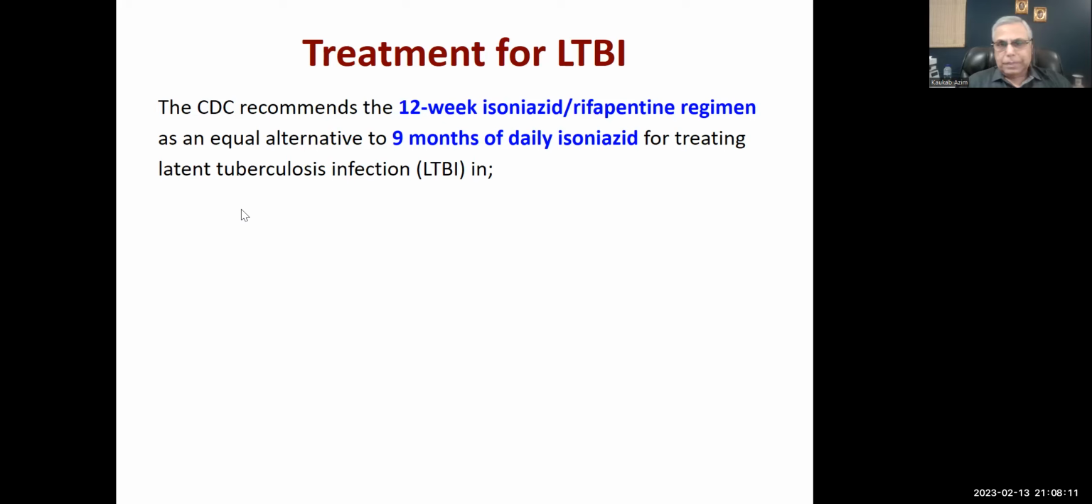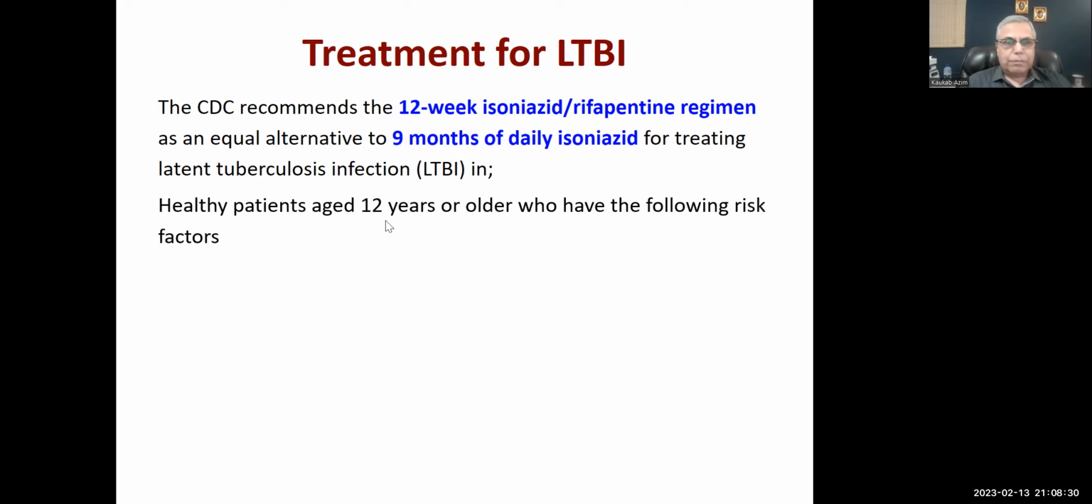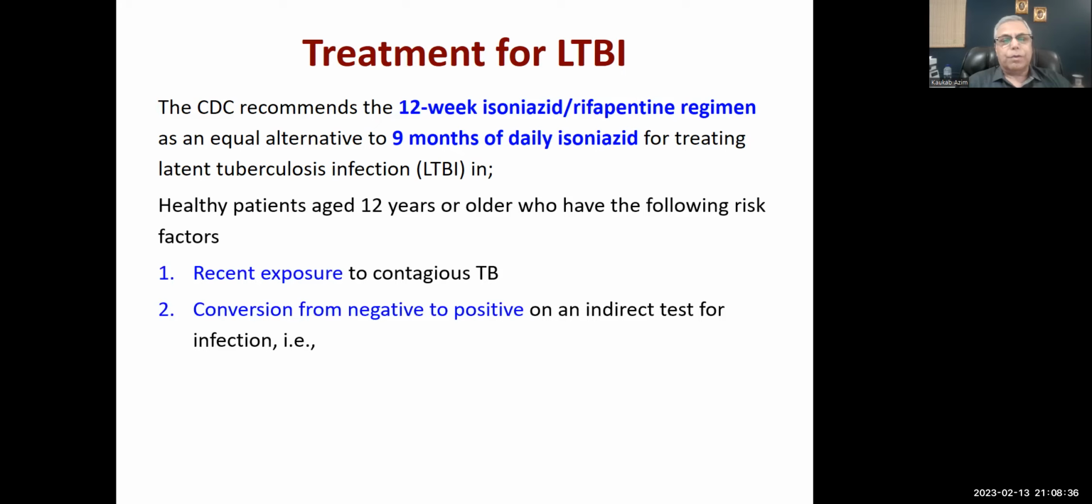So in the next 3 or 4 slides, I'll repeat the same thing, which is that the CDC recommends a 12-week isoniazid rifampicin regimen. That is one option. The other option is 9 months of daily isoniazid 300 milligrams. Healthy patients 12 years or older who have the following risk factors like recent exposure, conversion from negative to positive, all right?